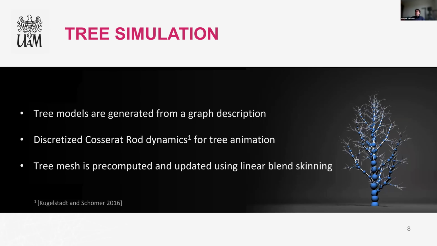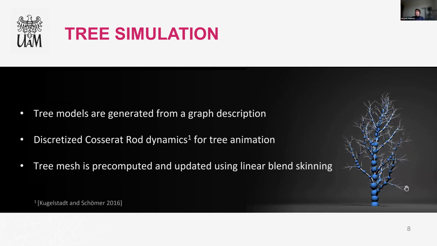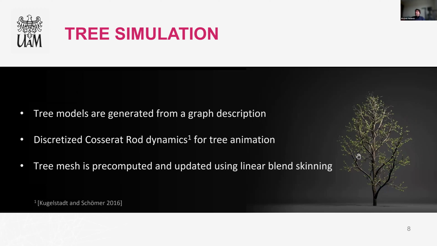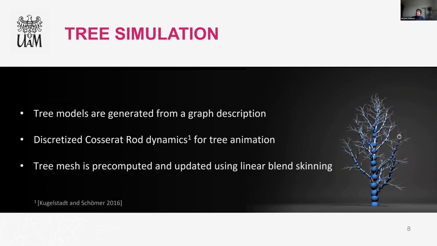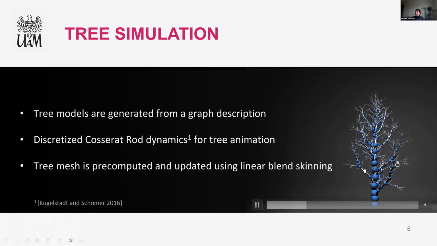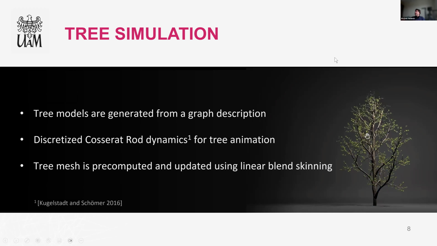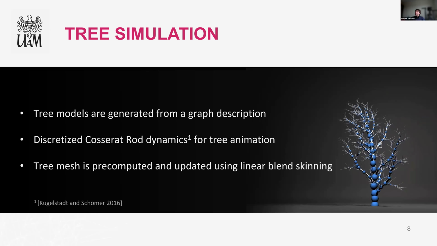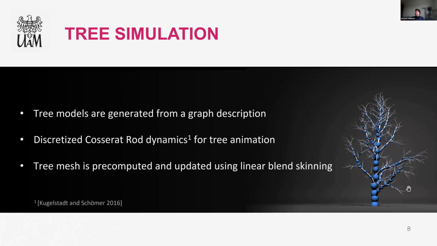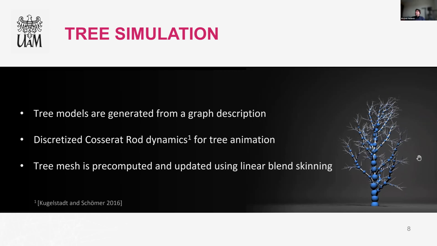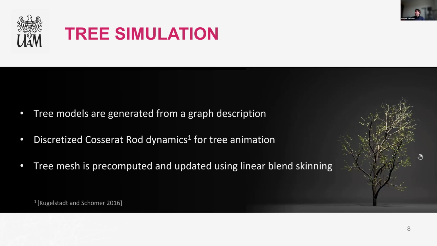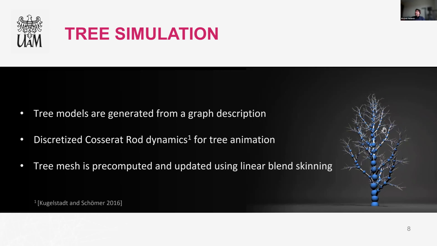All right, so the tree models that we will be using for the first simulation, which I briefly describe, are generated from a graph description. You can see on the right side a model of that. The way the trees are represented is essentially by a set of vertices connected by edges, and the vertices are data structures which hold information about the mass and certain biomechanical attributes of the tree.